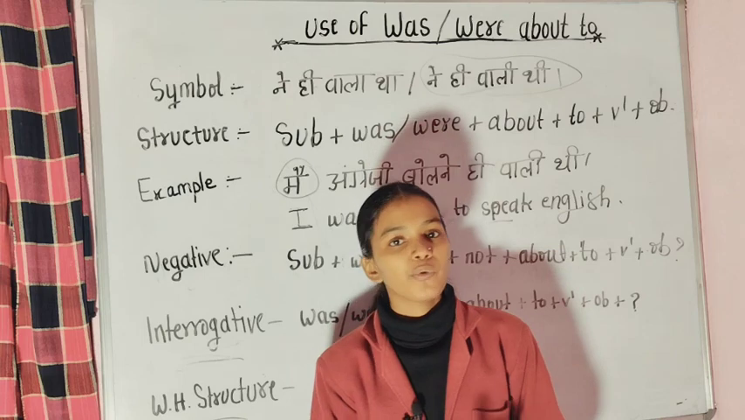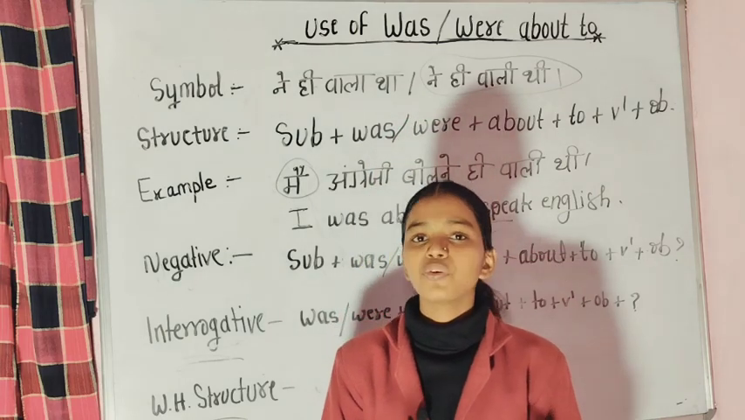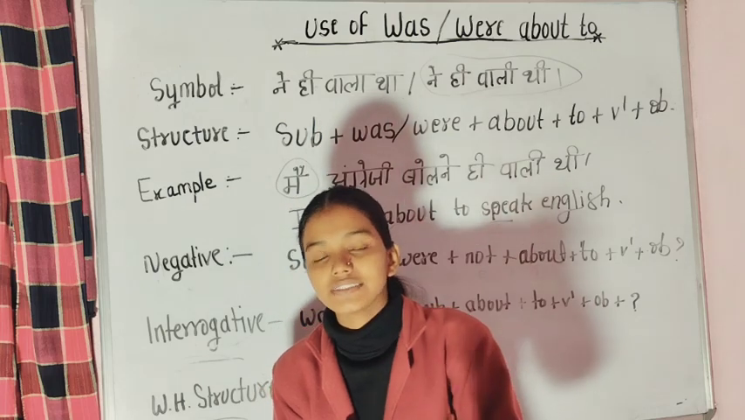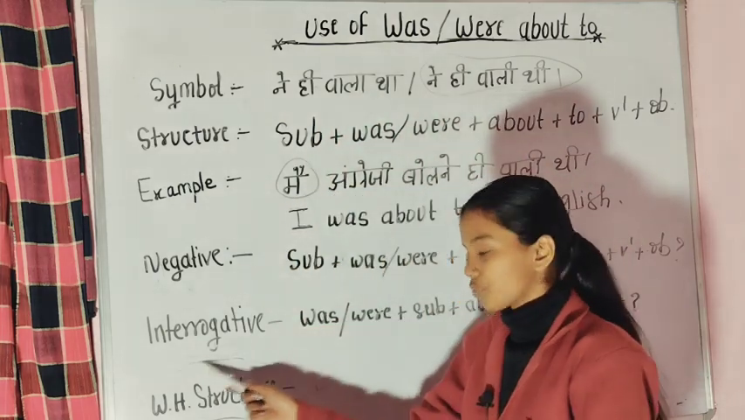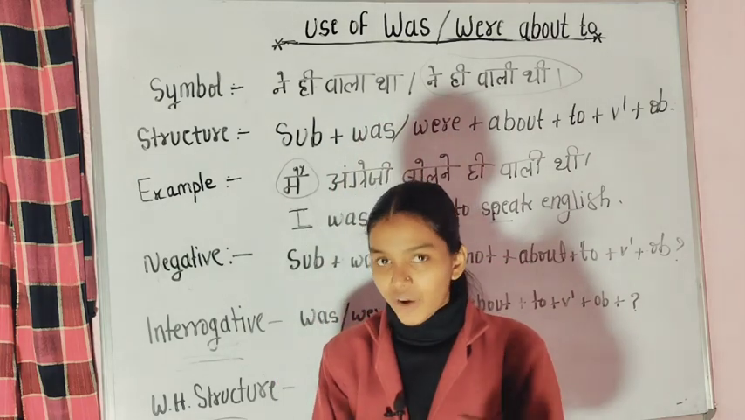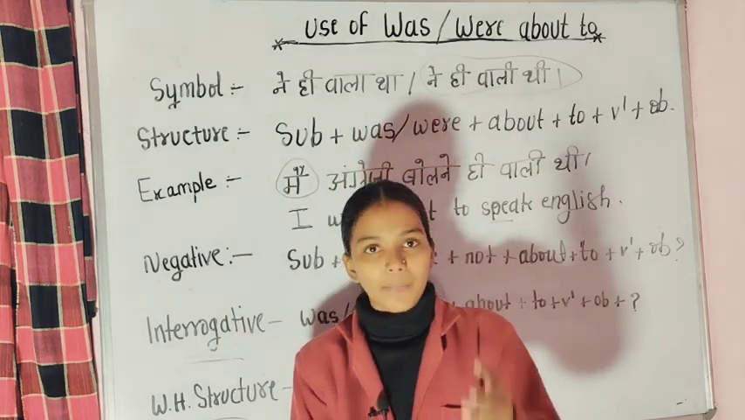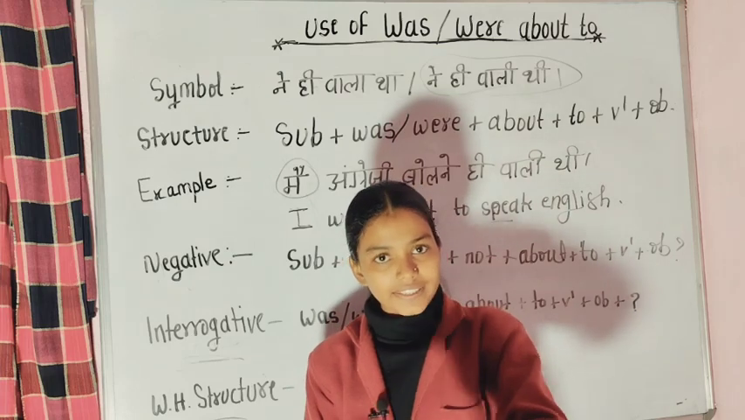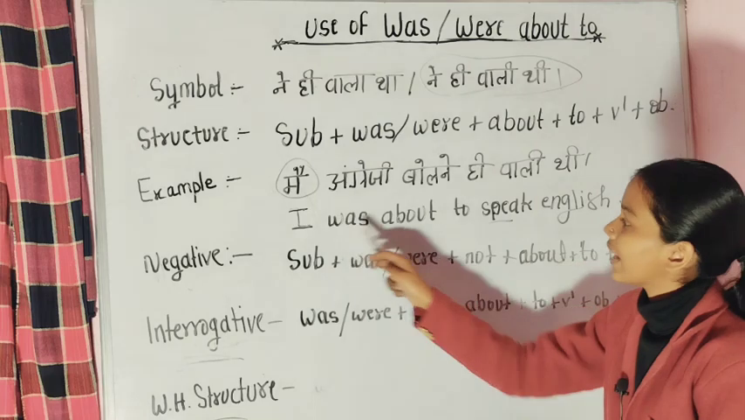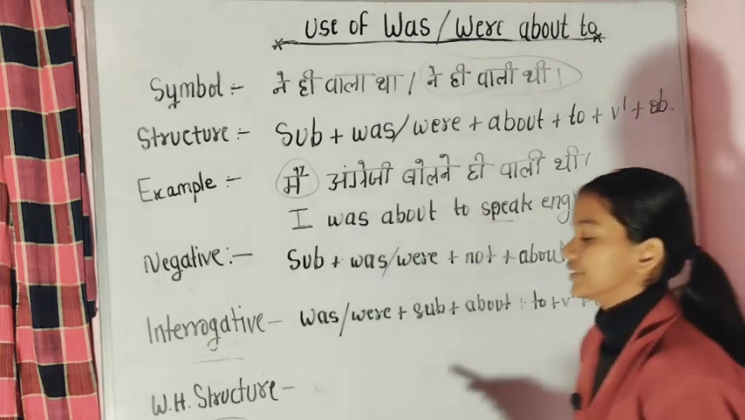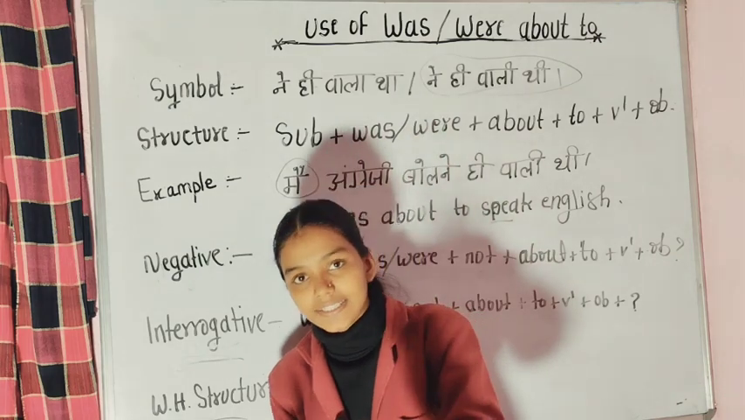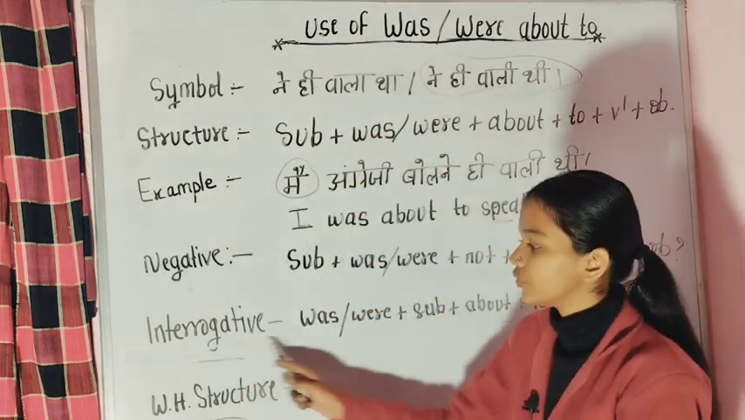मैं अंग्रेजी बोलने ही वाली थी. क्या मैं अंग्रेजी बोलने ही वाली थी? That is the example of this interrogative. Was I about to speak English? You can see on the board. Was I about to speak English? That is the correct sentence, or correct example, of interrogative.